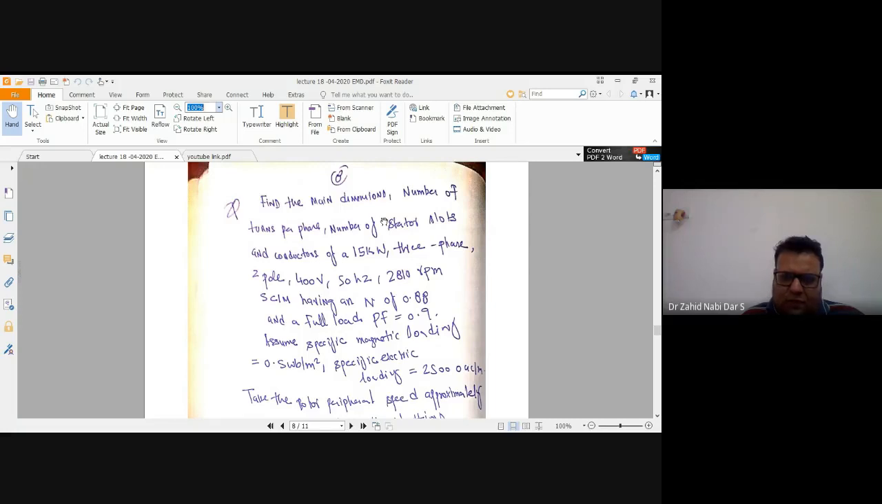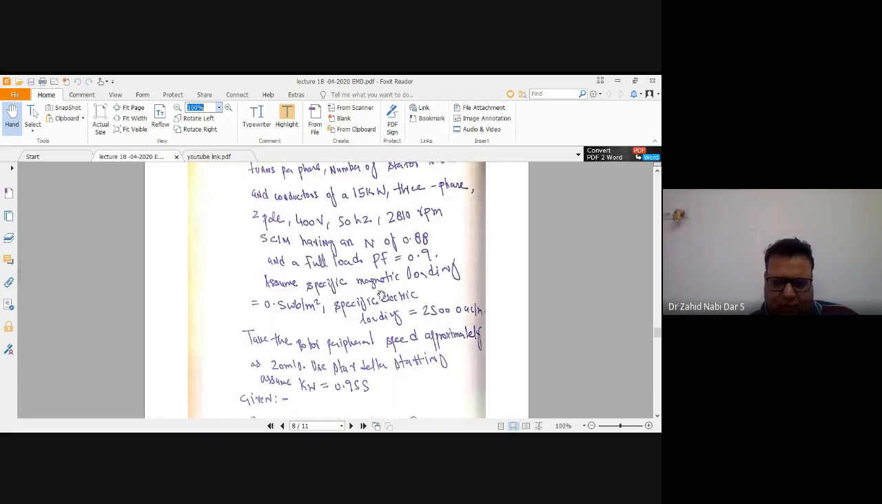One more thing, it's asking for the number of stator slots and conductors. So it is also asking for your stator slots. Stator slots ZS would be equal to how much? 6 times TS, because it's a three-phase induction machine. It is given that it's a two-pole, 400 volt, 50 hertz machine, having an efficiency of 0.88 and a full load power factor of 0.9. So we'll take down these values.